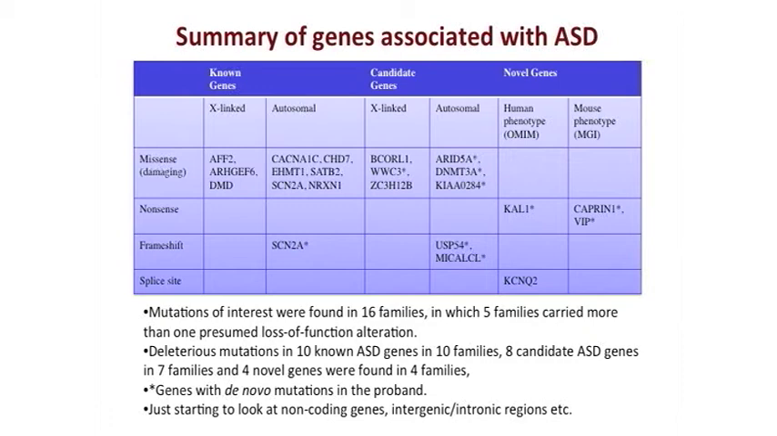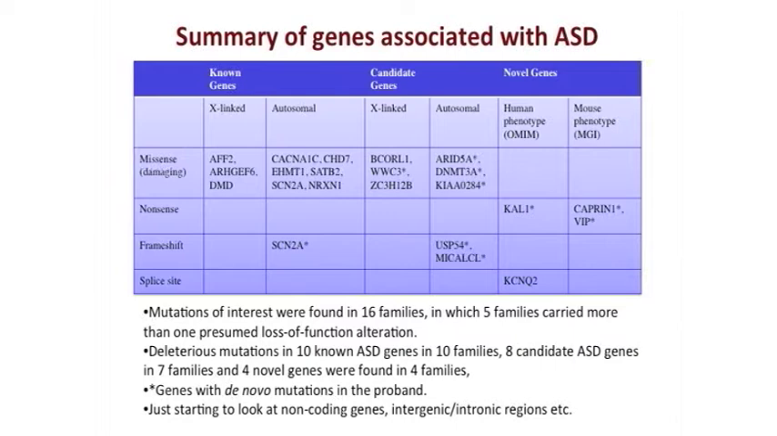This is a summary of the genes associated with ASD. There are the known genes where mutations have already been described in autism or intellectual disability. The candidate genes, where there may be other supporting evidence in a case in the literature or from the exome studies, or novel genes based on overlap with human OMIM genes, and also the mouse phenotype database, which we actually use quite extensively in this comparison. It was productive.